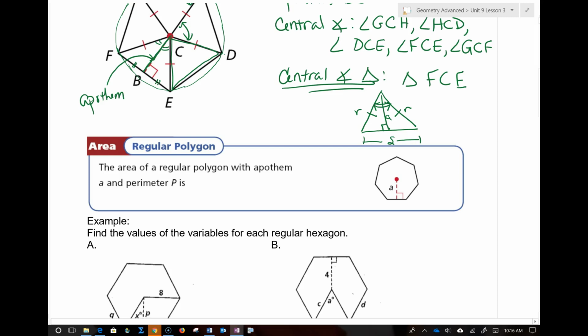But the formula is actually pretty simple. The area of a regular polygon with apothem a and perimeter P. Notice P is capitalized this time, so it's the perimeter. It's the following: area equals apothem times perimeter all over 2. Where that formula gets derived is basically I find the area of one of the triangles and then I multiply it by how many triangles there are, right?